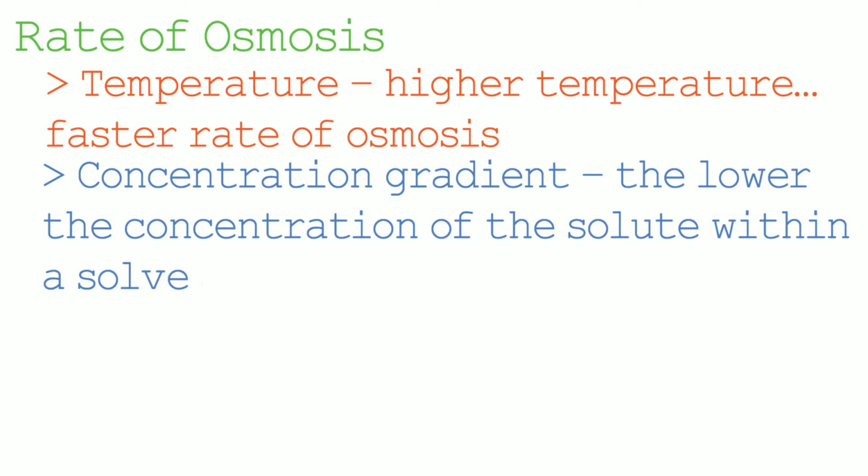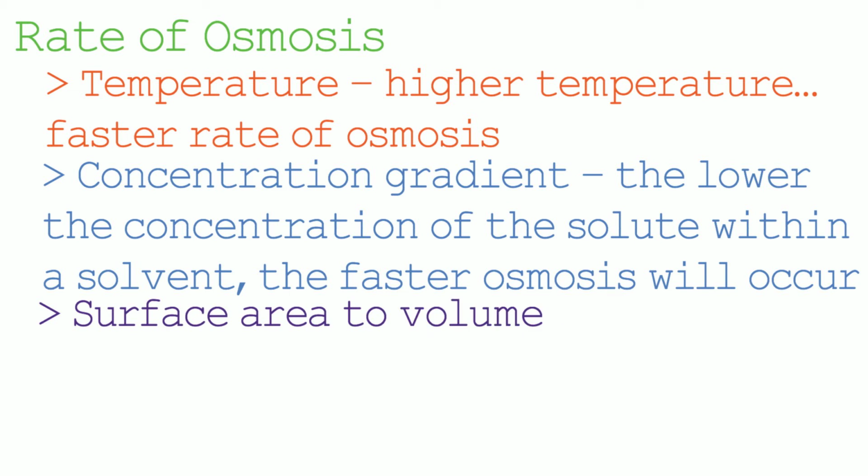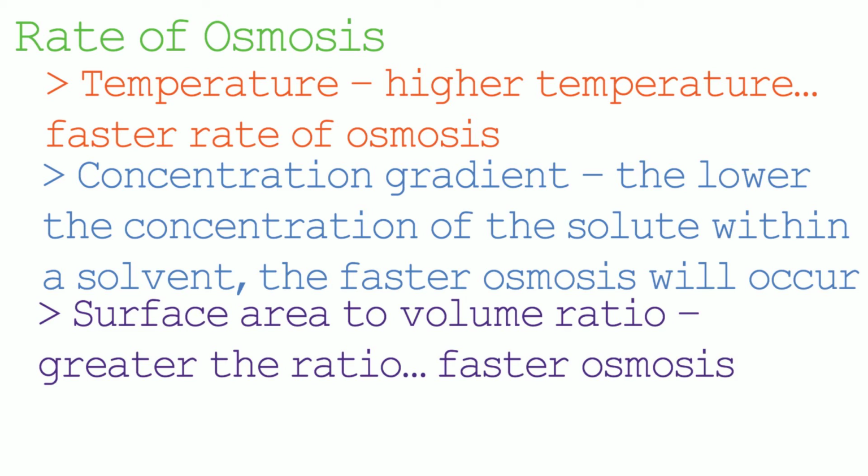The lower the concentration of the solute within the solvent, the faster osmosis will occur. The rate of osmosis is also influenced by the surface area to volume ratio. The greater this ratio is, the faster the rate of osmosis. These three factors are similar to what influences the rate of diffusion. The final factor that influences the rate of osmosis is completely different. This factor is the water potential.